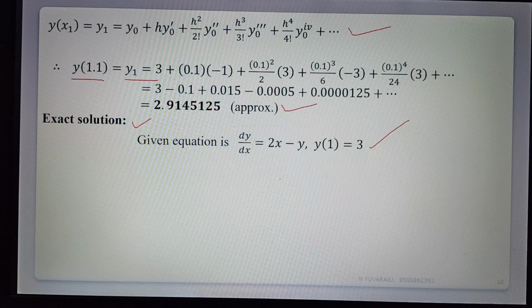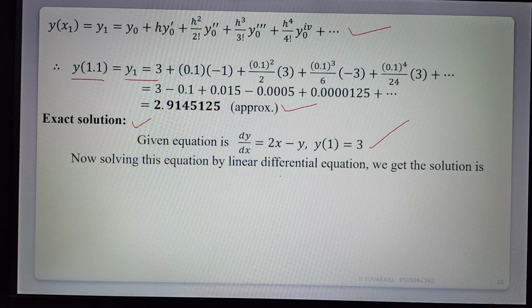This problem can be solved as a linear differential equation, whose form is dy by dx plus py is equal to q. To find the solution, we solve it in the linear differential equation form. The integrating factor is e power integration of p dx. Next, the solution is y into the integrating factor is equal to integration of q into the integrating factor into dx plus c. Using that formula we find the solution. This is the exact solution. Next, we find the particular value of c.